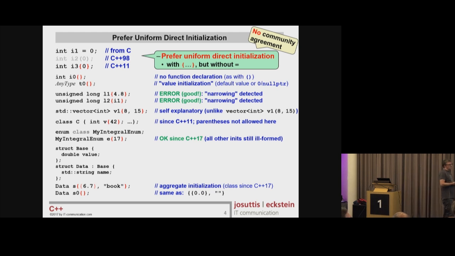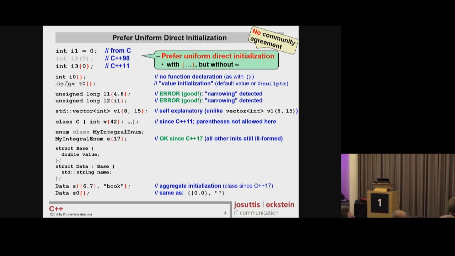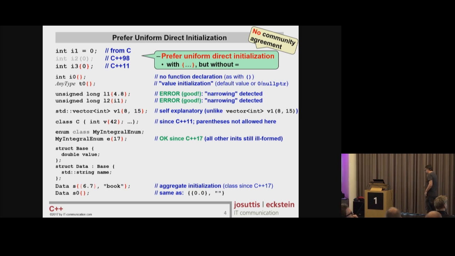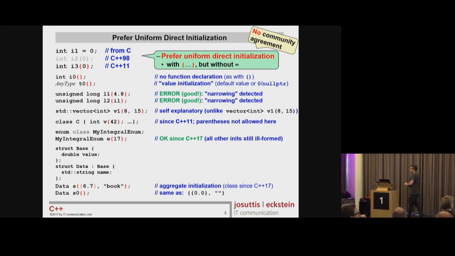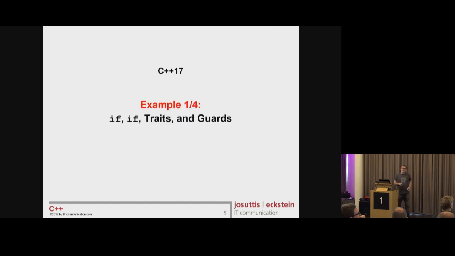This is, by the way, not the recommended way of the community. The community is highly diverse in the way we should initialize an object, one of the nightmares we have now in C++. So let's start with the first example. Let's talk about if and traits and guards.